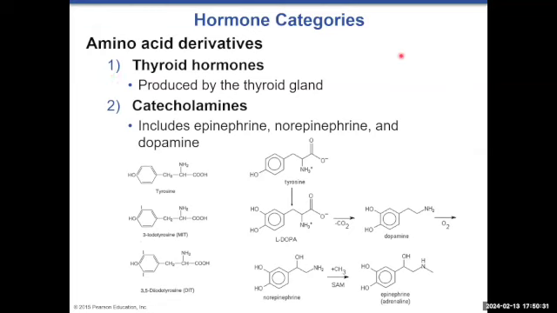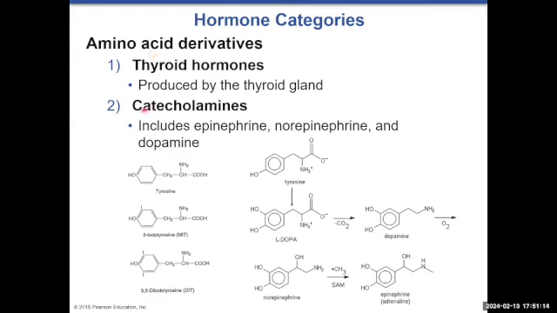The amino acid derivative hormones, like the name is describing, are going to be made up of small molecules that are comprised of either one or sometimes two modified amino acids. I can give you some examples: epinephrine, norepinephrine, and also the thyroid hormones, T3 and T4. Those are going to be amino acid derivatives. The amino acid that makes T3 and T4 is an amino acid called tyrosine. So that's what makes the amino acid derivatives.